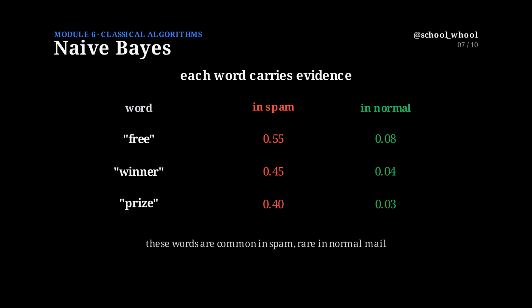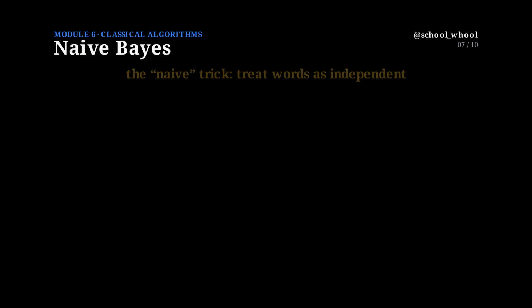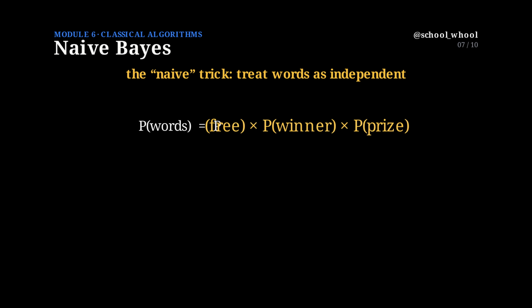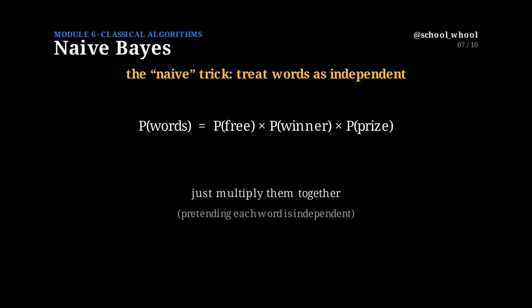To combine the words, naive Bayes makes one bold, simplifying assumption. It treats every word as independent, as if seeing free tells you nothing about seeing prize. That lets us just multiply the word probabilities together. This shortcut is exactly why it's called naive.